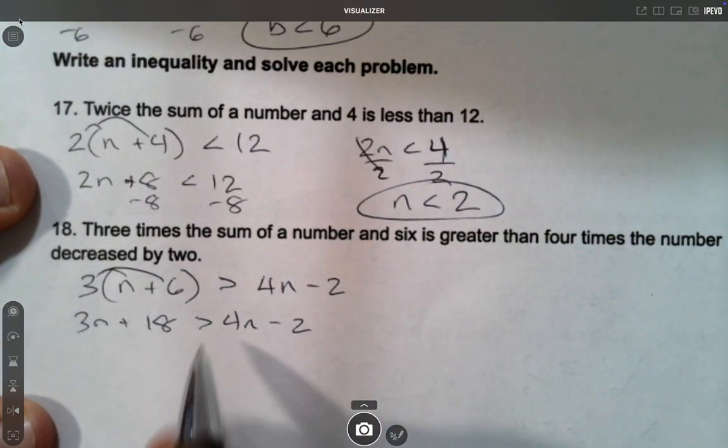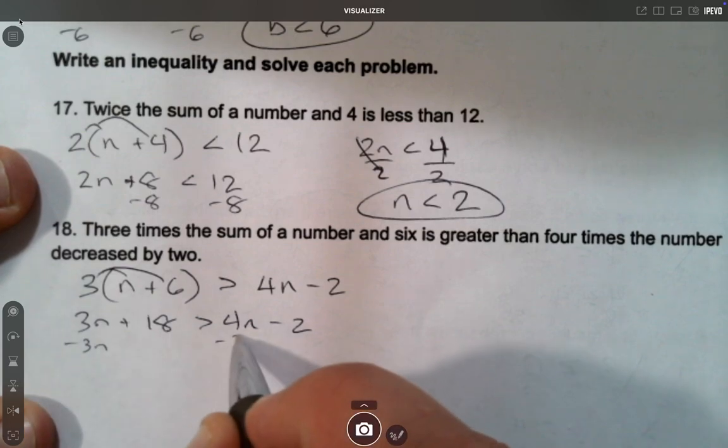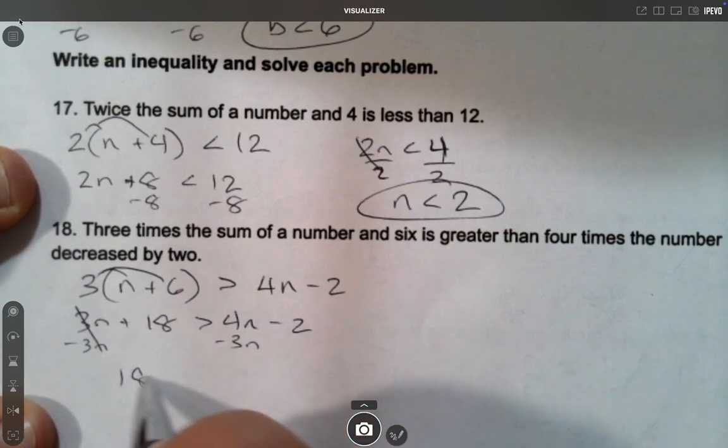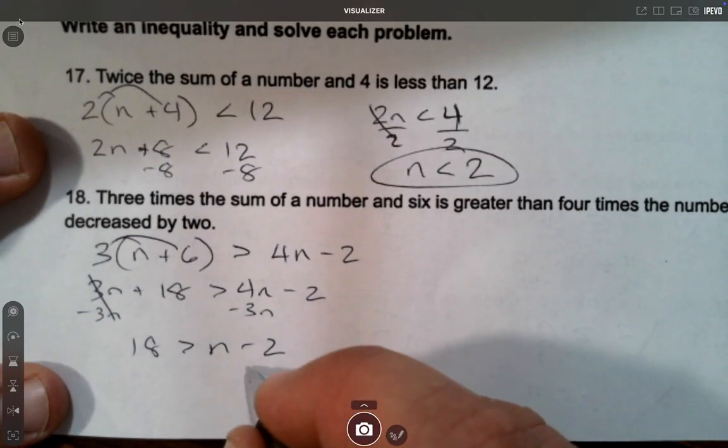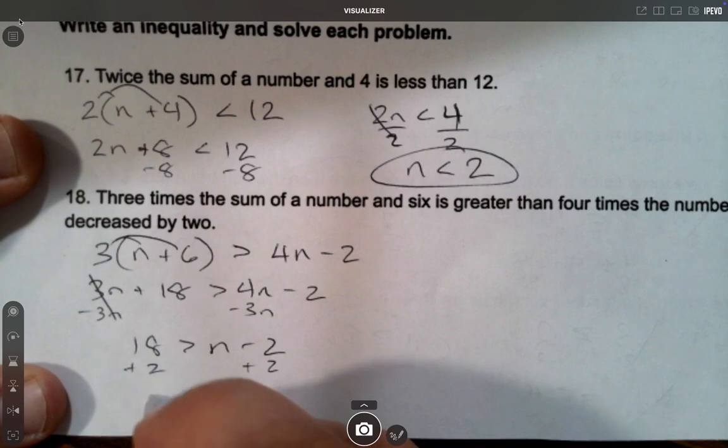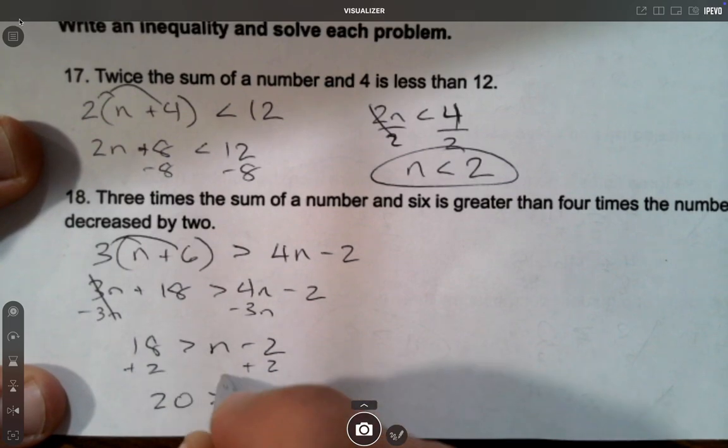And then we have variables on both sides, so I'm going to subtract 3n from both sides. And our last step, we add 2 to both sides and get 20 is greater than n.